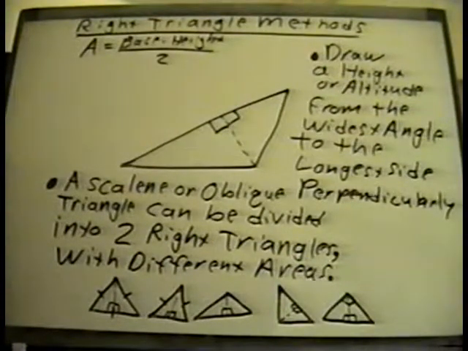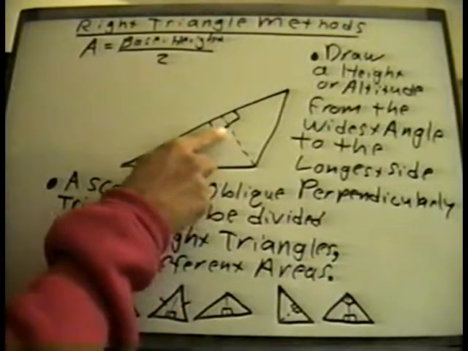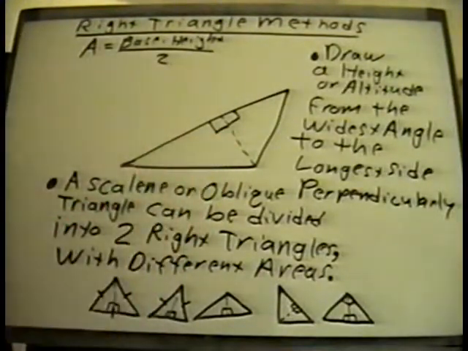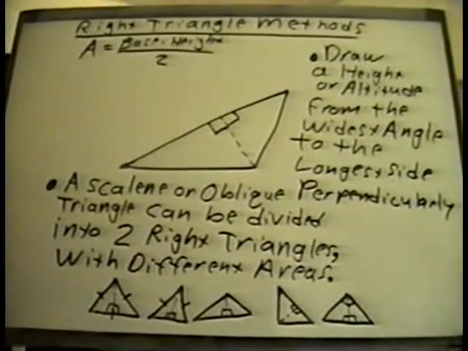So without even going any further, you can find the areas and use these methods to find the sides of scalene or oblique triangles by recognizing that you can turn it into two right triangles, and then use the formulas that you know that apply to right triangles.